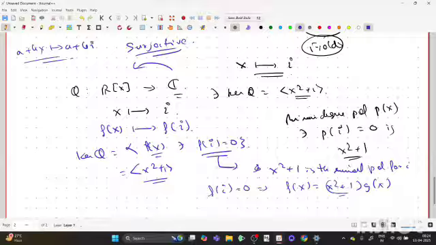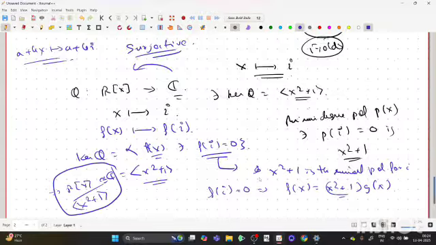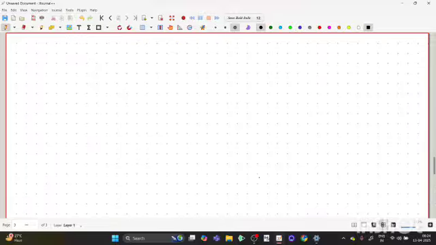What I claim from here is that, so I got the kernel to be this. So what I claim is that Rx upon the ideal generated by x square plus 1 is isomorphic to C. In other words, I claim the following. This is a more general theorem. It will be applied over and over again throughout the course on ring theory. Theorem, and it's called the first isomorphism theorem.